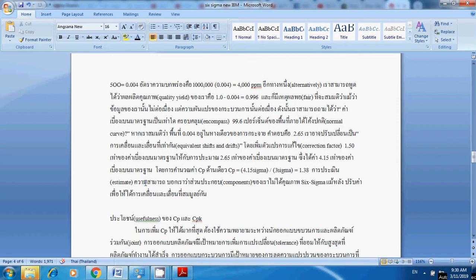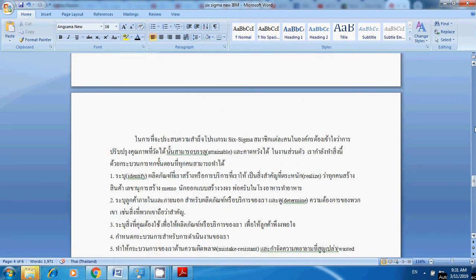The estimation of the capability tells us that our component does not meet Six Sigma quality, even after adjusting to get the equivalent shifts and drift.